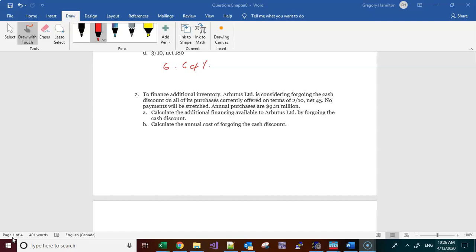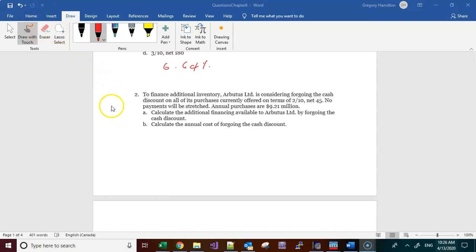Annual purchases are 9.21 million. First, A, calculate the additional financing available to Art Busters by foregoing the cash discount. So if they choose not to take the cash discount, they will be able to hold those funds for an additional 30 days. So what would be the additional financing available to Art Busters Limited for foregoing the cash discount? That's what we are going to calculate.